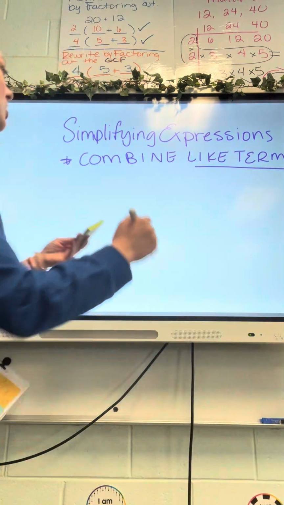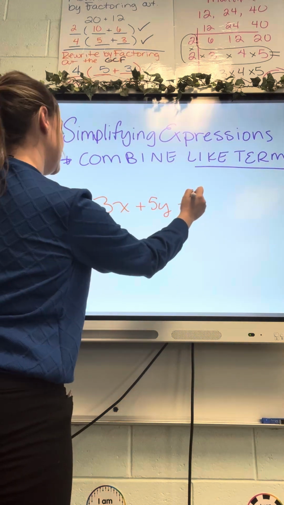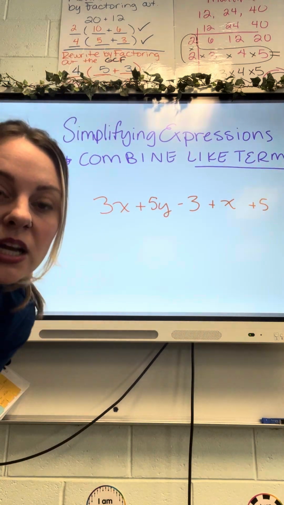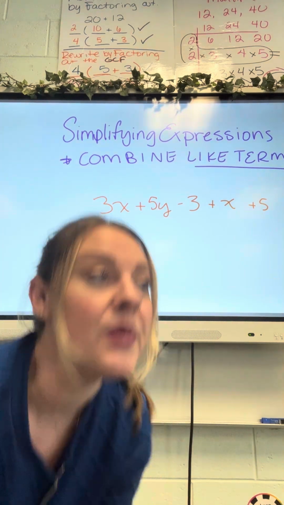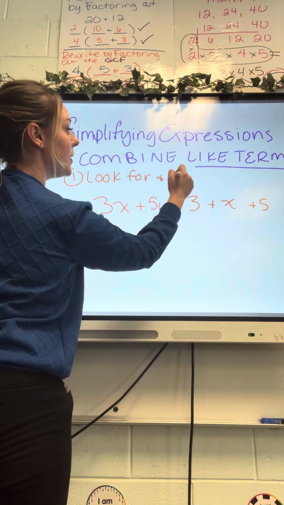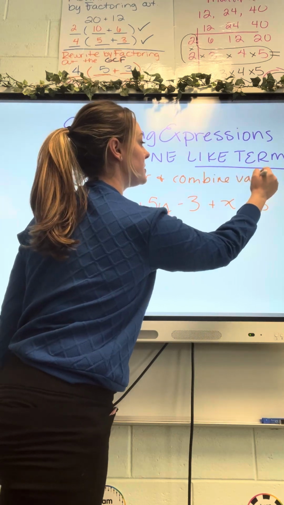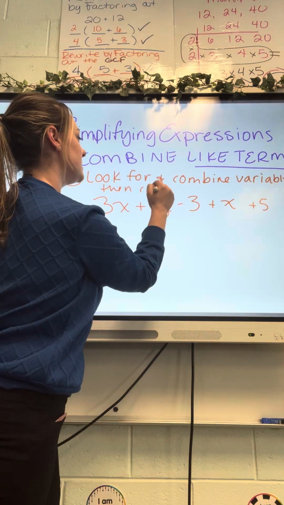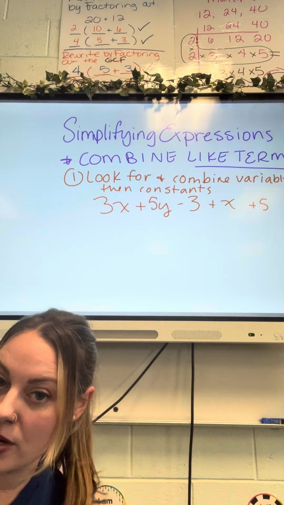So for example, let me start with 3x plus 5y minus 3 plus x plus 5. You can pause your screen and go ahead and write that down if you'd like to. So let's get to it. I always start with my variables. So number 1, look for and combine variables. Then constants. Sorry if I wrote that too small. It says look for and combine variables and then your constants.